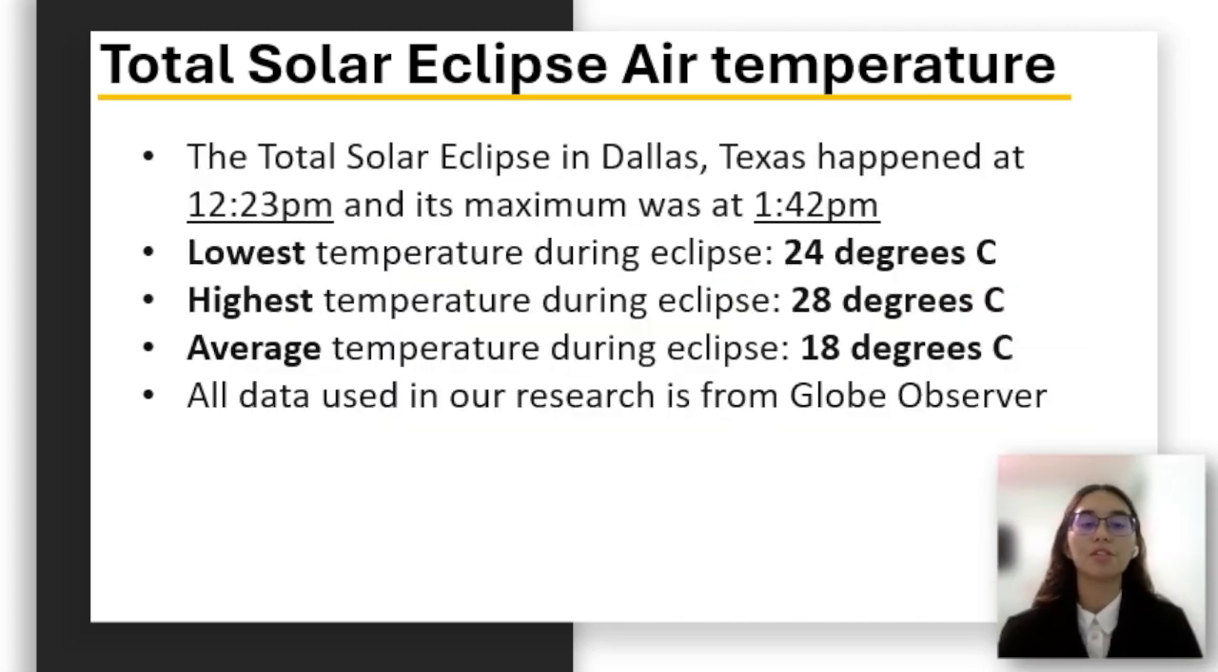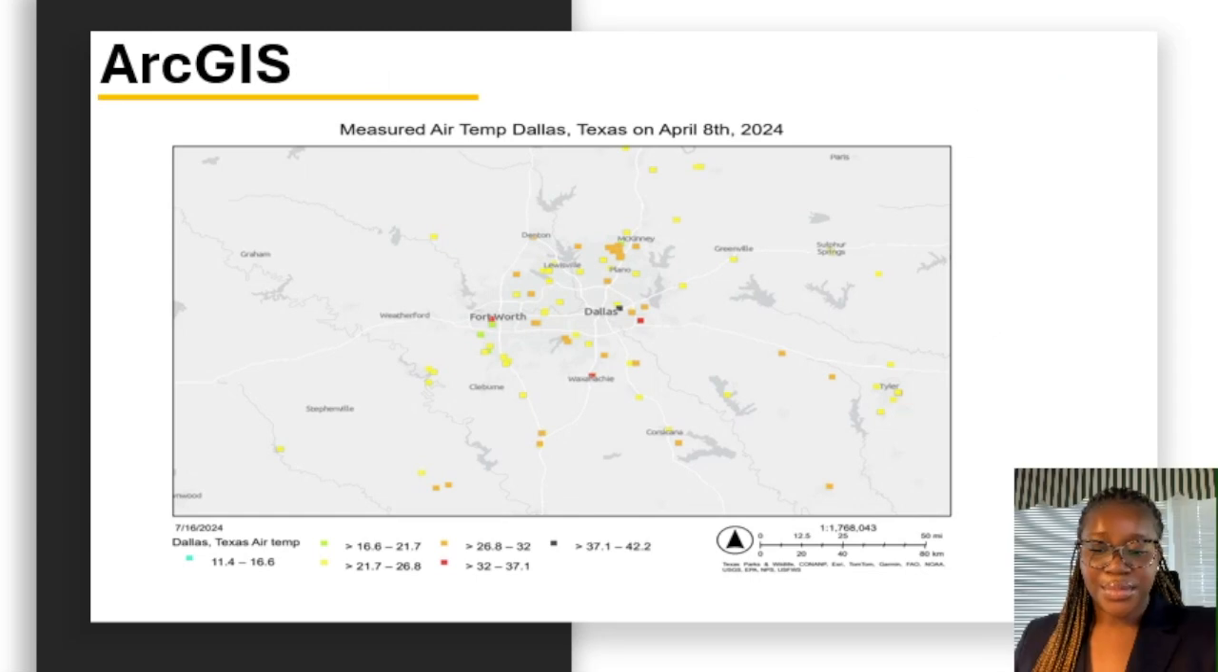The total solar eclipse in Dallas, Texas happened at 12:23 p.m. and its maximum was at 1:42 p.m. The lowest temperature was 24 degrees Celsius, the highest temperature was 28 degrees Celsius, and its average temperature was 18 degrees Celsius. All the data used in our research is from the Globe Observer. This map is also a representation of the different air temperatures in Dallas during the eclipse.